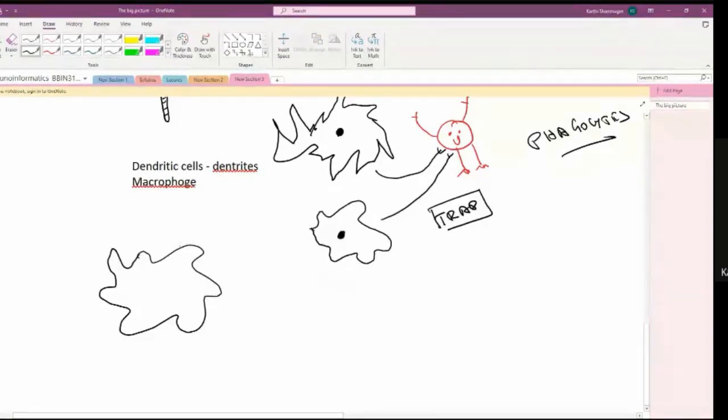Phagocytosis is the process by which engulfing will take place. So what it does, it engulfs this bacteria. Again, the bacteria is not going to be happy here because it is trapped by the phagocyte. It's not so happy.